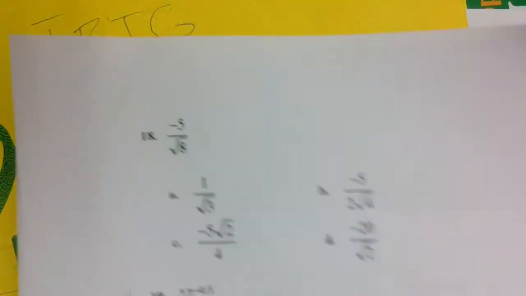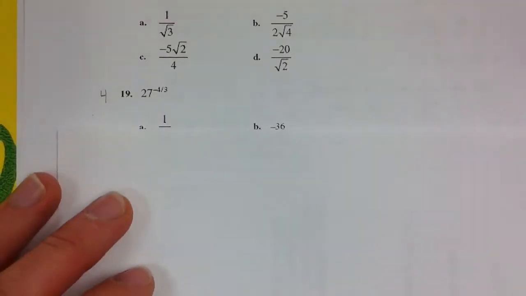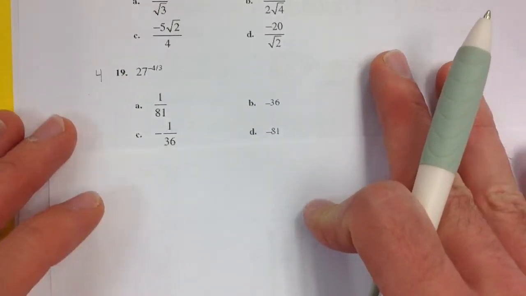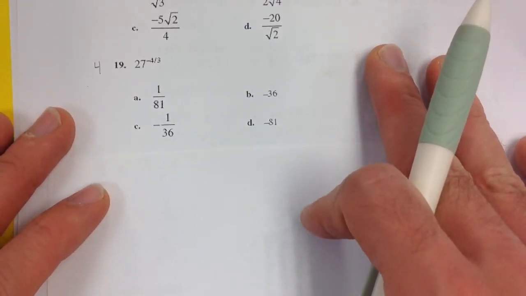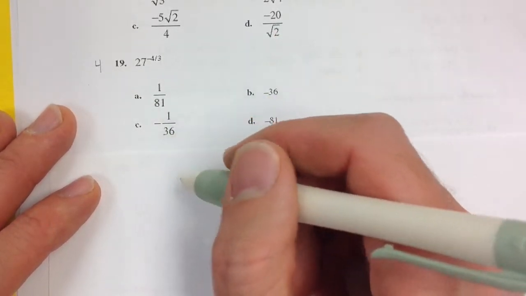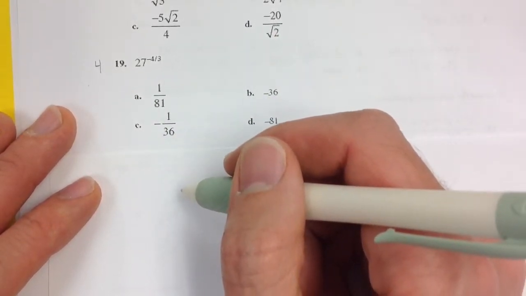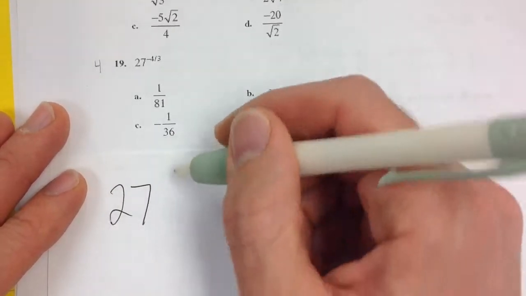Next is 19. Another fractional exponent one. So 27 to the negative 4/3 is the same thing as what? Let's get rid of the negative first. Can you just put them back in? Sure.